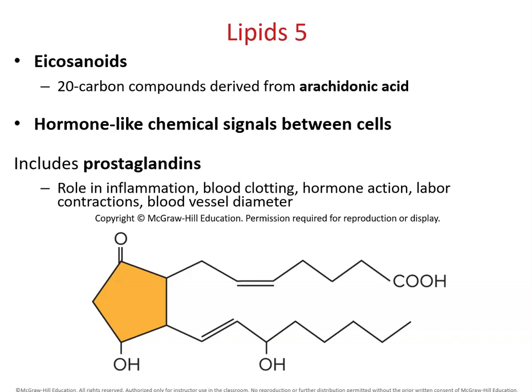Eicosanoids. These are things that are similar to hormones. Some things that they play a role in are inflammation, blood clotting, the contractions that are involved with labor. Specifically, the eicosanoid that's important there is called a prostaglandin.